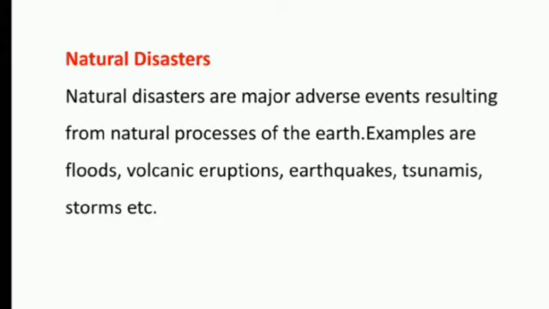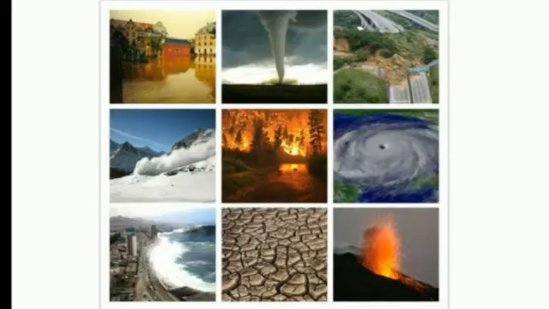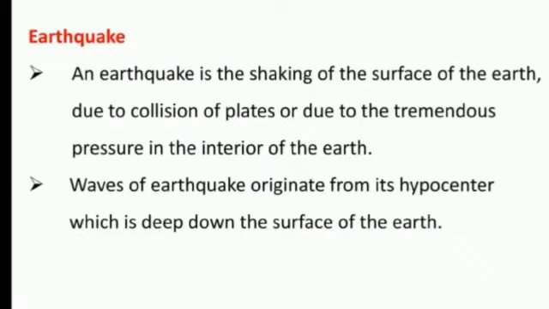Natural disasters. So, students, I think this topic is really very interesting, and I'm sure all of you are aware of these topics because somewhere we have been part of disasters. So, firstly, we'll understand what we basically understand by natural disasters. Now, natural disasters are major adverse events resulting from natural processes of the earth. Examples are floods, volcanic eruptions, earthquakes, tsunamis, storms, etc. All these disasters are occurring naturally. That's why they are called natural disasters.